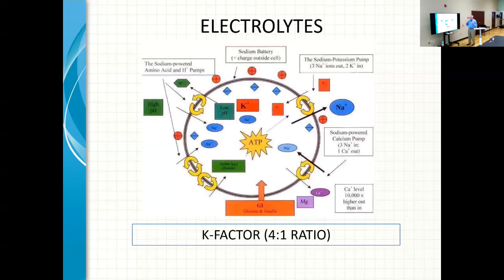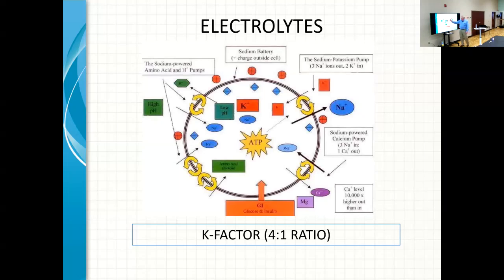Okay? The common denominator is sodium is trying desperately to get inside that cell. And if you allow it to happen, this membrane here begins to break down into our older years. And your cells will leak. Good things get out, bad things get in.